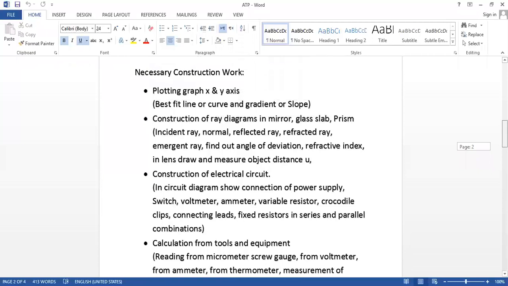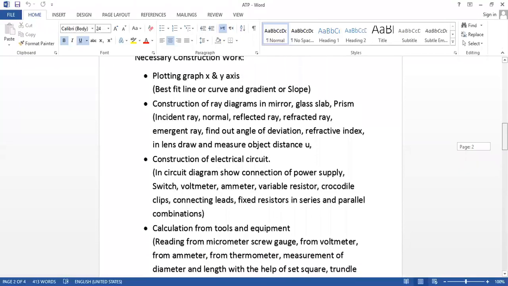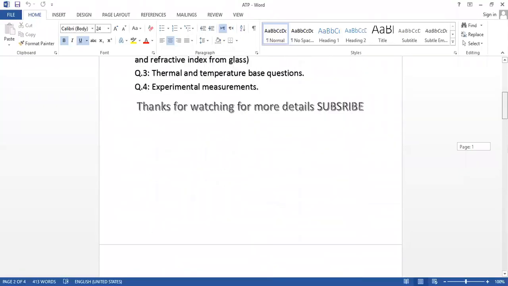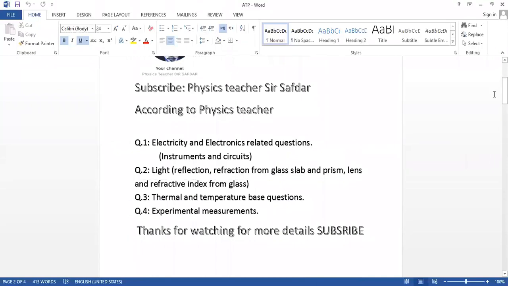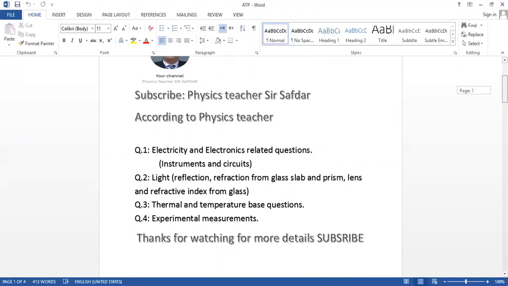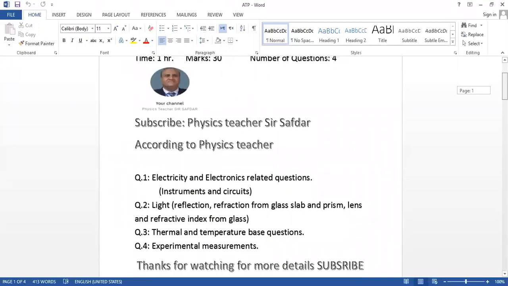And next, in my next video, I will explain about the detail of these chapters which you will study. I will discuss these chapters: electricity and electronics, light, thermal and temperature based questions, and experimental measurements.